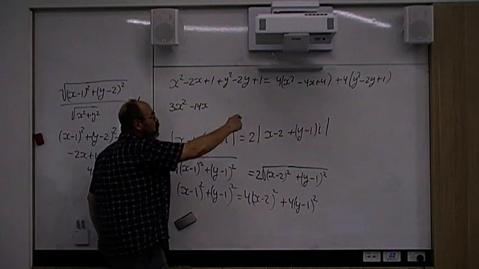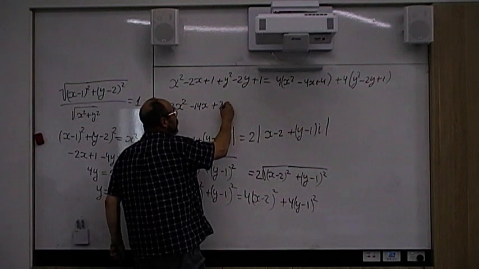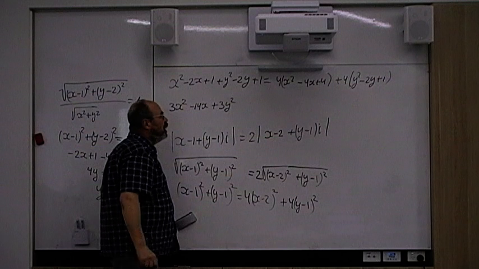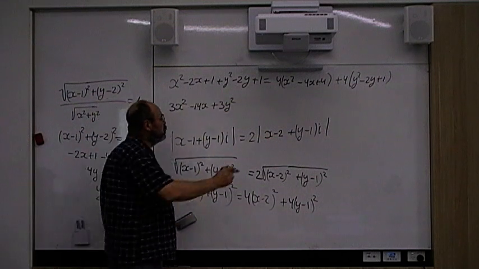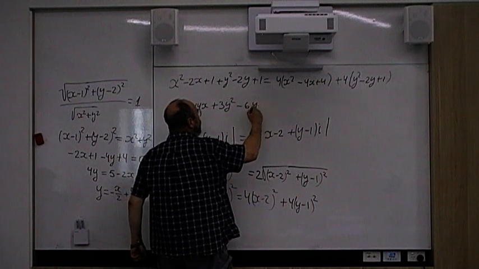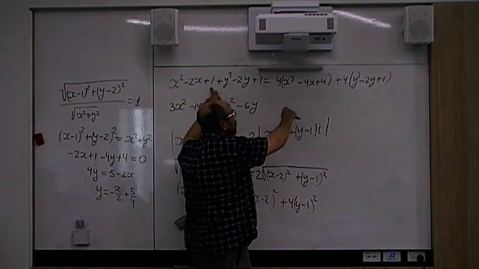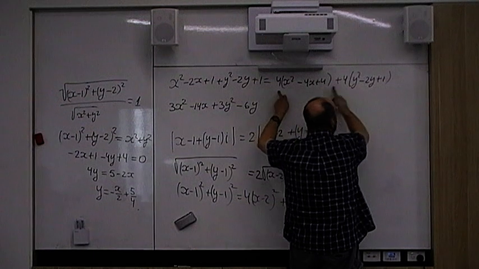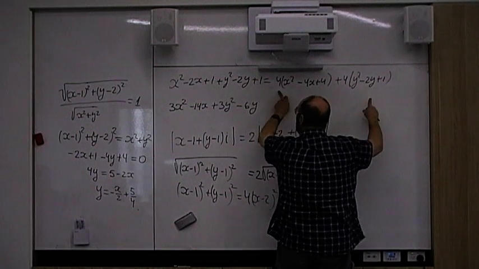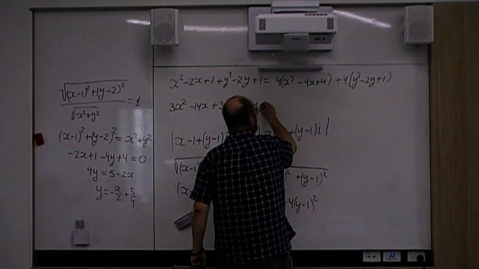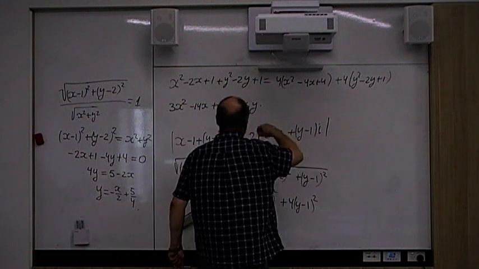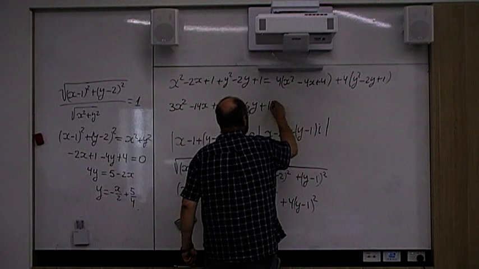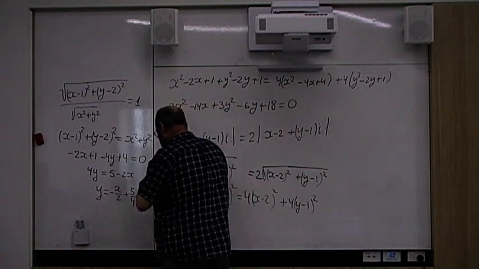Now y squared, we have plus 3y squared. We have minus 8y plus 2y, minus 6y. And we will have 16 plus 4, 20. 20 minus 2, 18. So we have plus 18 equals 0. What should be our next step?